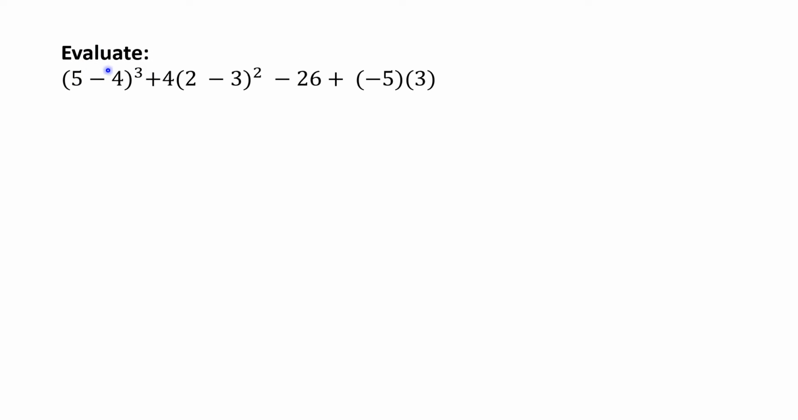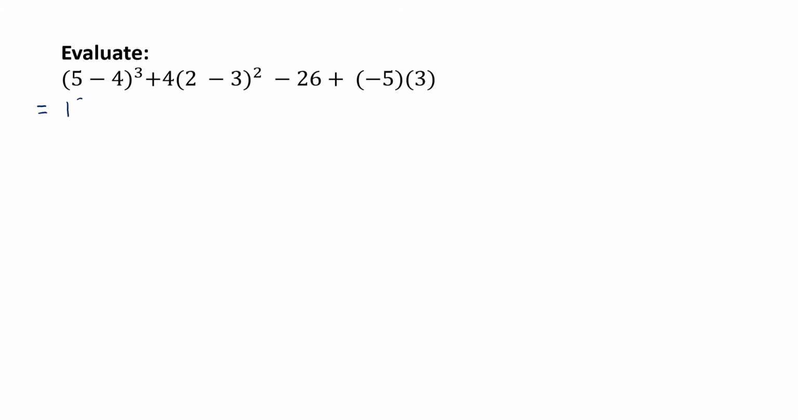So here's a problem. It says evaluate 5 minus 4 cubed plus 4 in brackets 2 minus 3 squared minus 26 plus negative 5 times 3. To do this, you write it in standard notation, which is writing an equal sign on this side. So 5 minus 4 to the power of 3. Since BEDMAS is brackets first, we need to do all the brackets first. Here the brackets are 5 minus 4, 2 minus 3, and negative 5 and 3. So we'll do that. 5 minus 4 is equal to 1.